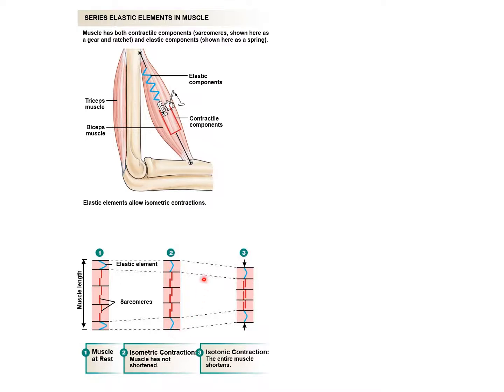So here is an isometric contraction. So here's a muscle at rest, and what we see is that the sarcomeres shorten and those elastic elements stretch. The only difference is that with isotonic, the sarcomeres shorten and the overall muscle shortens. With the isometric, the overall muscle does not shorten, only so in the isotonic. But you can see those serial elements are still stretching. It's just that we still have muscle shortening.